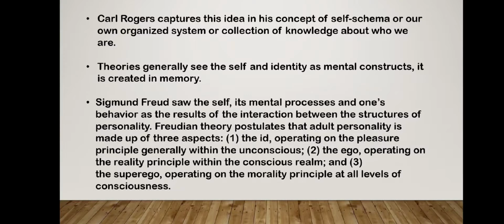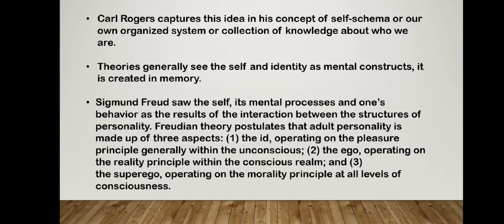Let's give another example. Jomar. Jomar is the eldest son in his family. When you say family, the first thing that comes into his mind is that he is the eldest one in his family. Self-schema is unique to everyone. It depends on our experience, and it's subjective. Theories generally see the self and identity as mental constructs. It is created in memory.